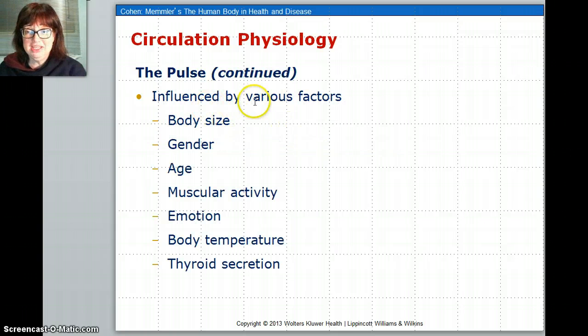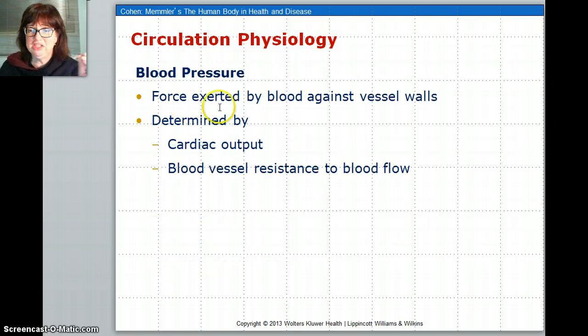Okay? Your pulse is influenced by body size, gender, age, muscular activity, and your emotion. If you ever get excited, it speeds up. Now, your blood pressure is the force exerted by the blood against the blood vessels. It's determined by cardiac output, which is determined by heart rate and contraction. And it's also a result of your resistance to blood flow.